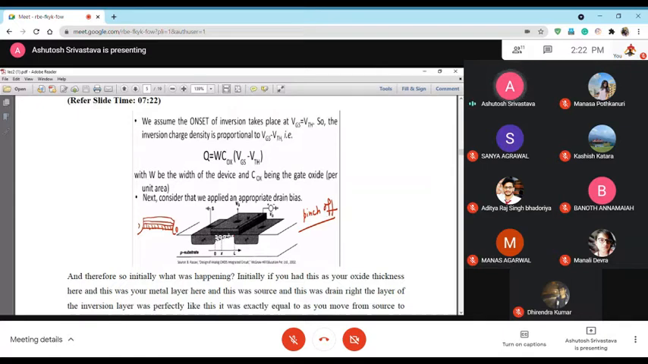So the onset of this thinning of your inversion layer closer to the drain region is what you call the onset of the pinch-off phenomenon.